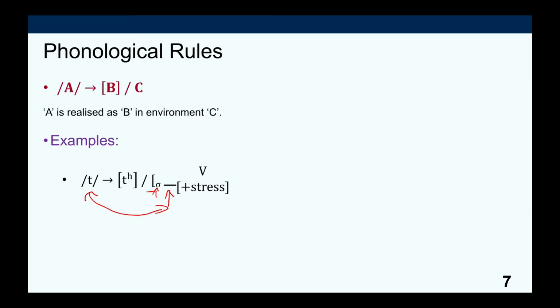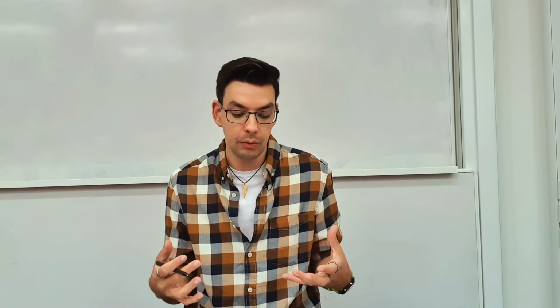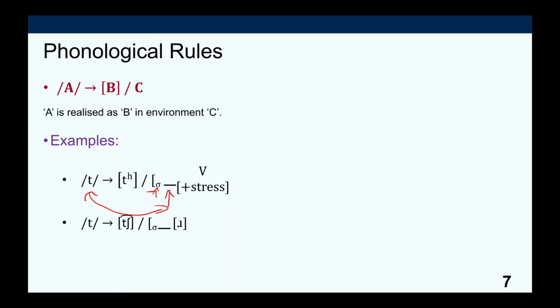The next realization of T that we had was, of course, affrication, and here we can say that T is realized as an affricate ch in the environment at the start of a syllable preceding the sound r.